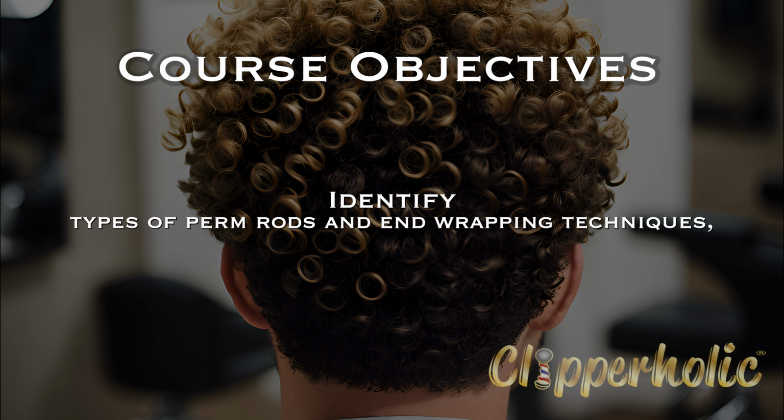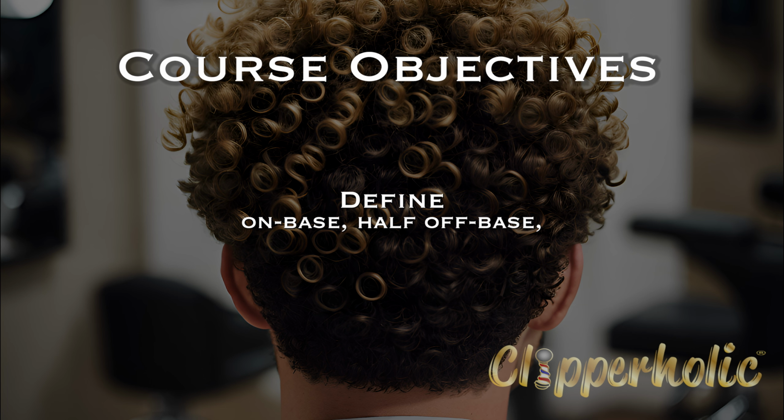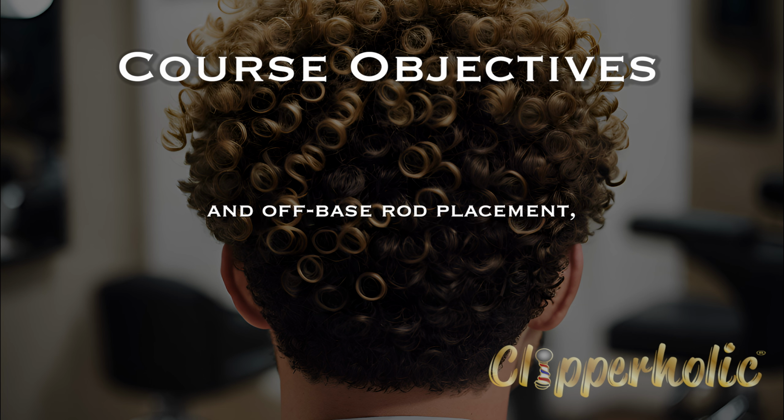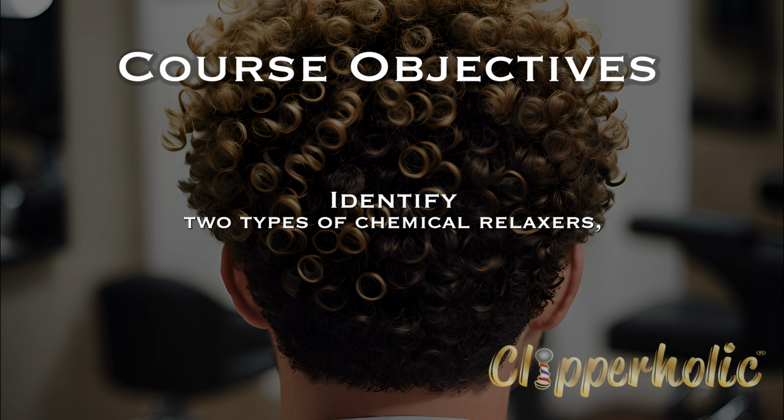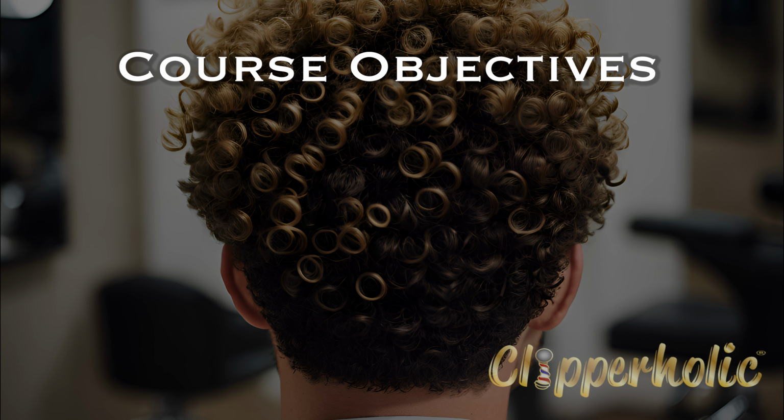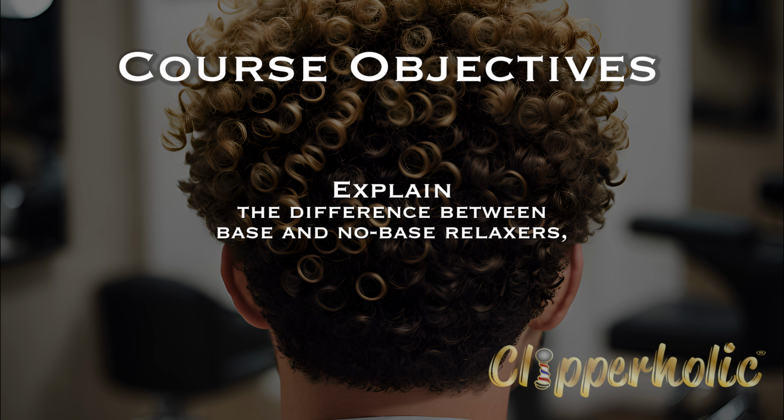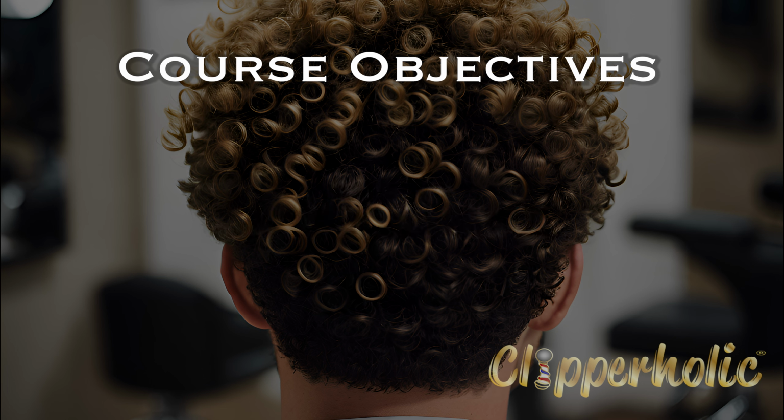Identify types of perm rods and end wrapping techniques. Define on base, half off base, and off base rod placement. Identify 2 types of chemical relaxers. Explain the difference between base and no base relaxers.